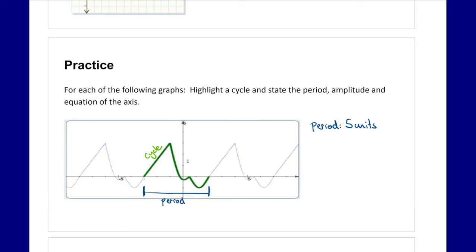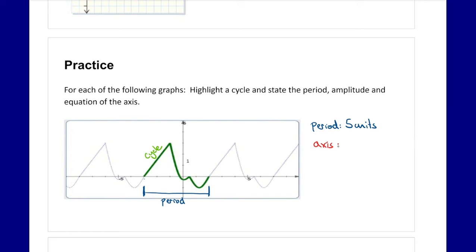Next, in terms of our amplitude or equation of the axis, I'm going to find the axis first, just because then that helps me draw in the amplitude. Again, you could calculate either one. You don't need to calculate one or the other first. You can calculate either of them realistically. But just in terms of drawing, I like to draw the axis first and then the amplitude.